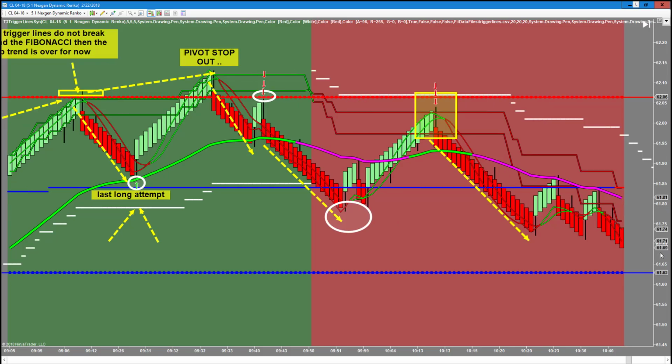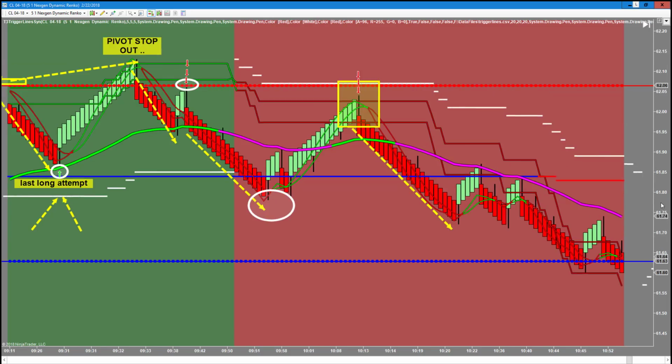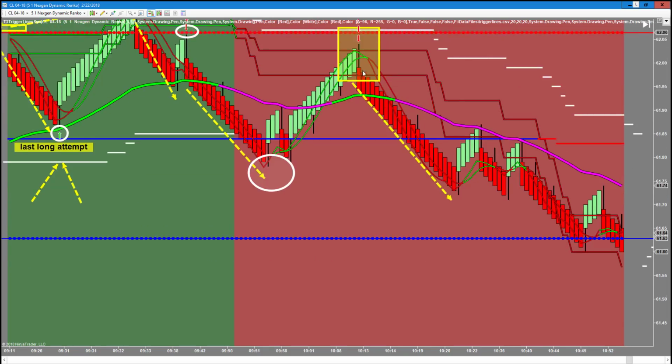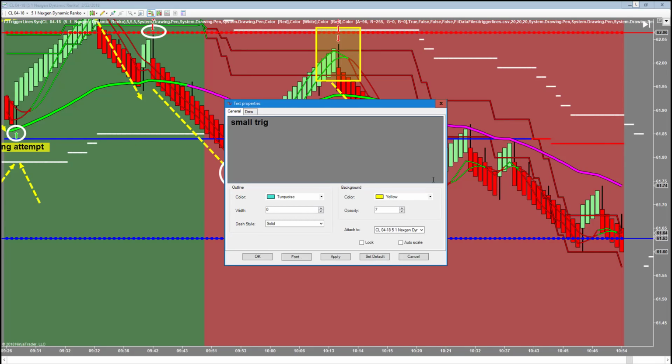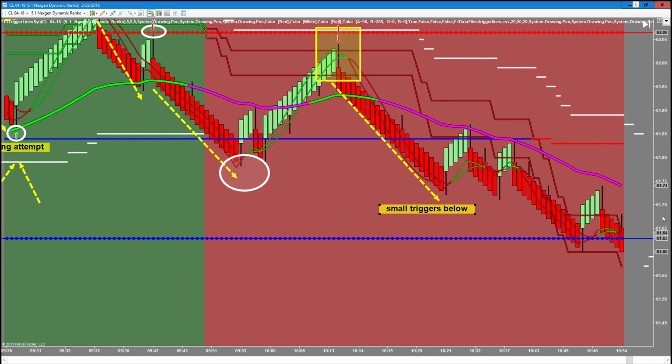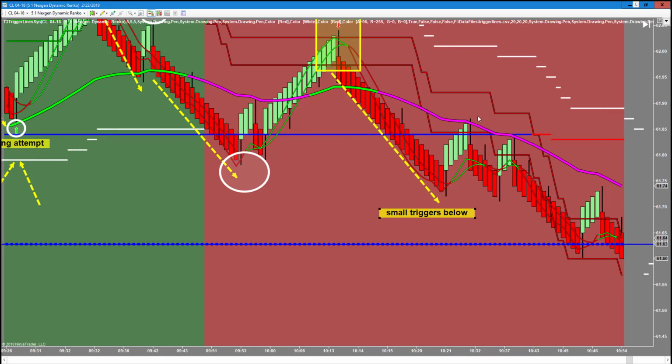And the same thing holds true. Then we get back into the same type of reading that we were doing before, which is what? If the small triggers are below the synthetic triggers, right? So you can start to see how we piece together our trade setups.